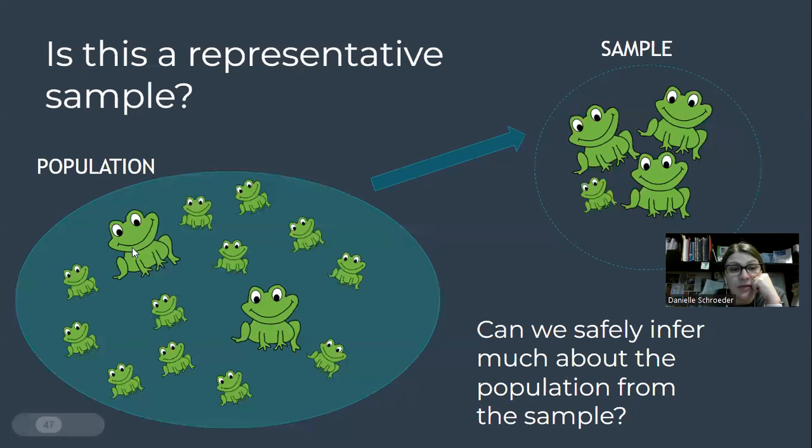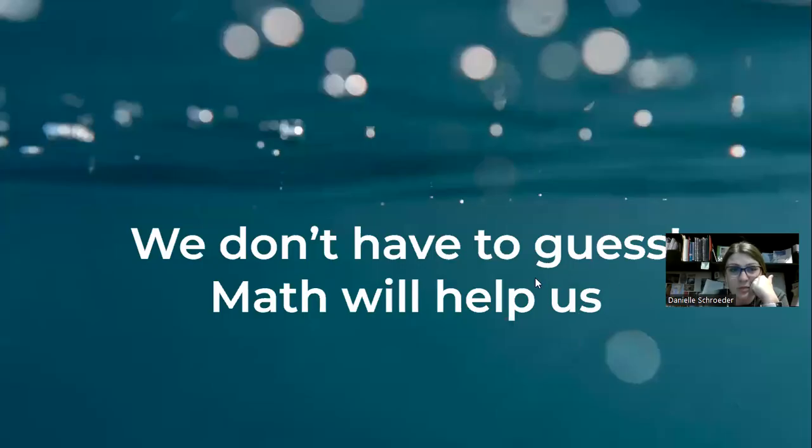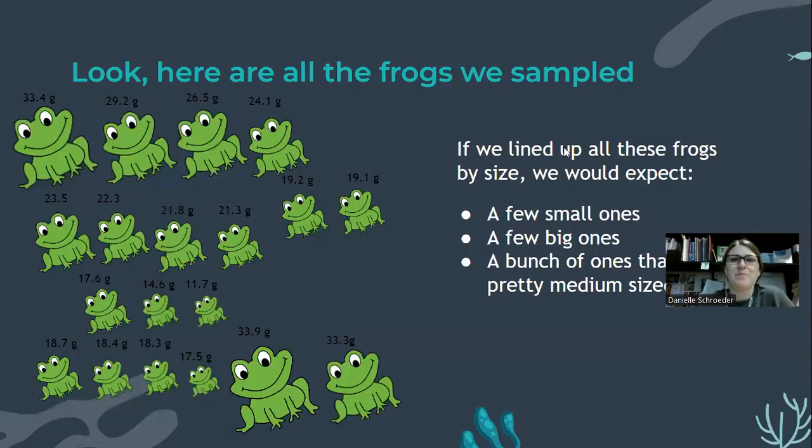In here, this is the whole population. I had 2 big frogs and a whole bunch of little ones. Here, I grabbed 3 big frogs and 1 tiny one, right? I think that our sample is not representative. But we don't have to guess because math will help us figure this out. I'm sure that's the answer that you all wanted to hear, okay? Let's pretend that these are all the frogs that I sampled. I've got their weights labeled right here.